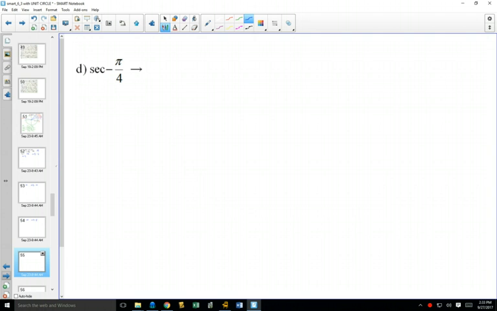Secant of negative pi over 4. Well, when you get to your reciprocal ones, again, first you're going to think about the ones that you know. So I'm going to do cos of negative pi over 4. Notice that the angle never flips. The answer, or the ratio, will be the reciprocal, but you never change the angle. So I'm going to figure out what cos of negative pi over 4 is. First of all, can you see that that is in quadrant 4, where cos is positive? And we already know that cos of pi over 4 is root 2 over 2. So cos of negative pi over 4 will also be root 2 over 2 and positive.